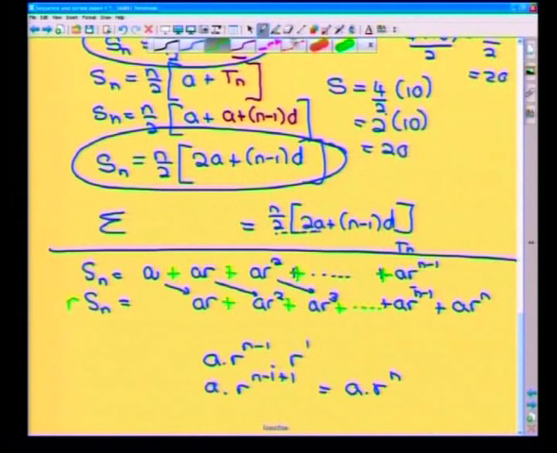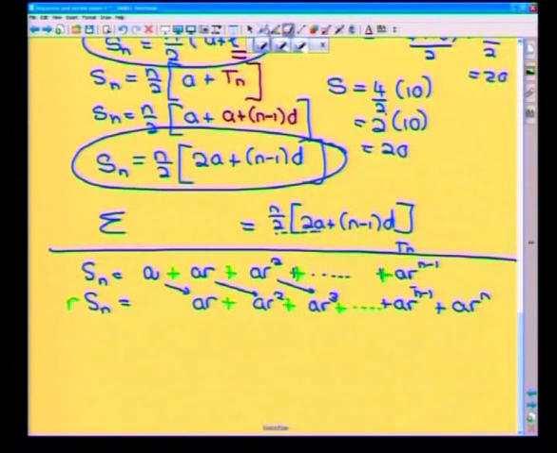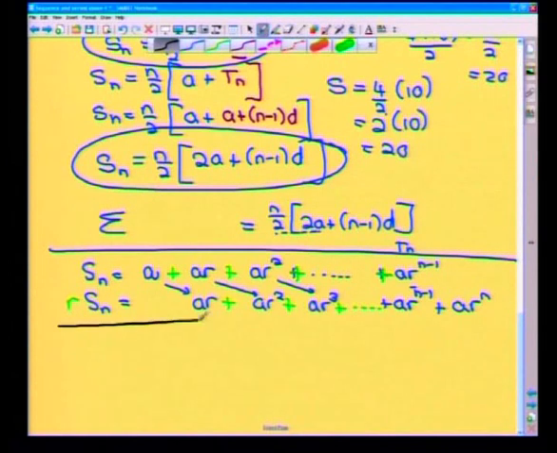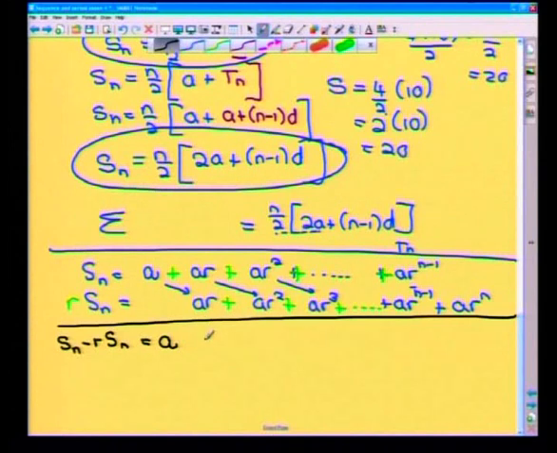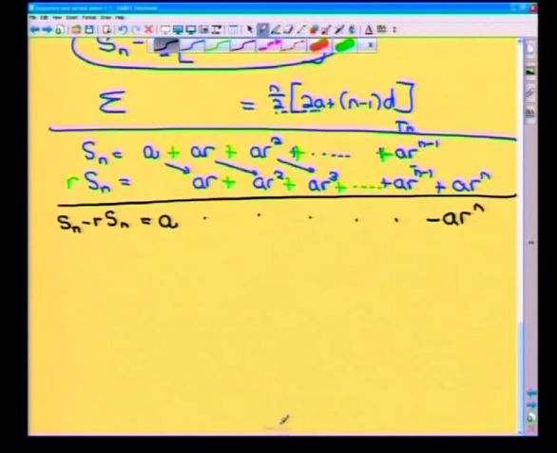Right, so what we do now is we subtract these two. Why subtract? Well, if we subtract them, we actually lose this middle section. So we're going to get Sn minus R Sn. Do you agree with me? I can't actually do the subtraction there because they're not like terms. Now over here, A minus nothing gives me A. This will fall away, this will fall away, this will fall away, and all of these will fall away till I get here where I have nothing, subtract that, which is AR to the N.